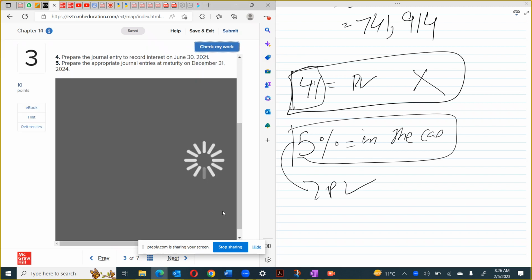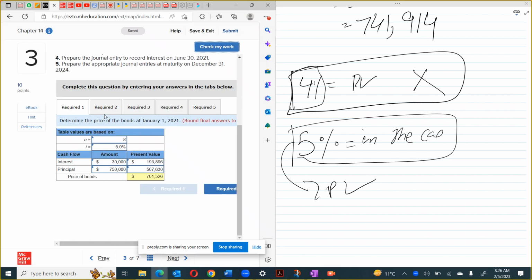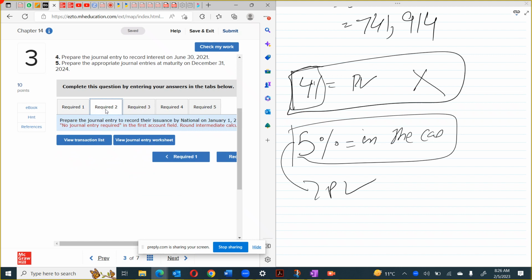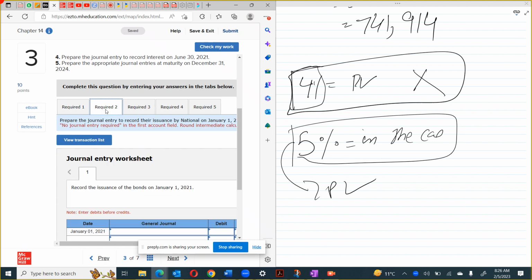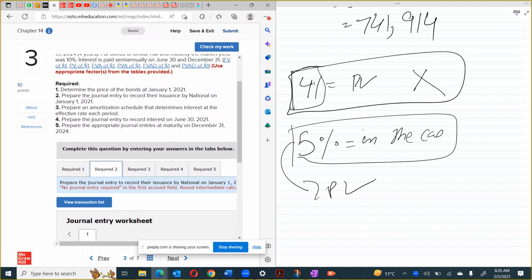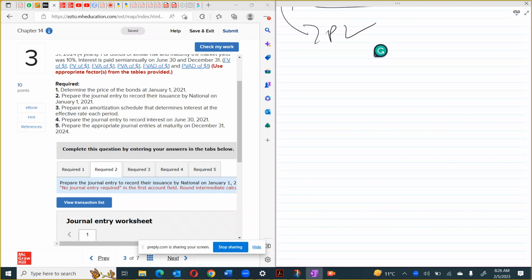Return to question. Requirement 2. So what is the requirement? Prepare the journal entry to record their issuance on January 1. First, I will write here the journal entry. Remember, you must have memorized the journal entry. If you know the journal entry, you will directly put the amount simply.